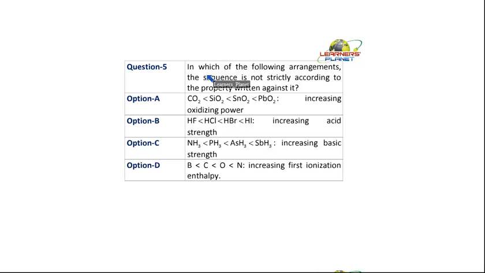In which of the following arrangements is the sequence not strictly according to the property written against it? Now this is a question from periodic properties of elements.